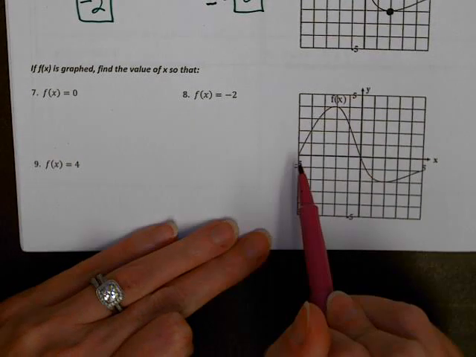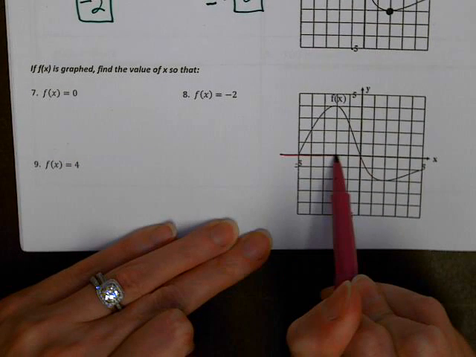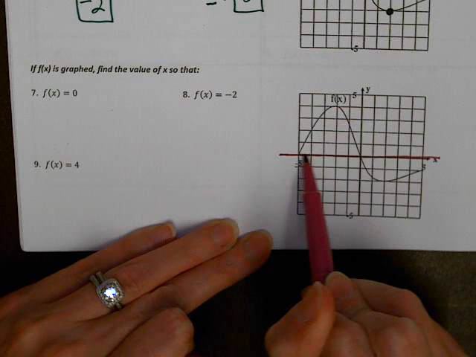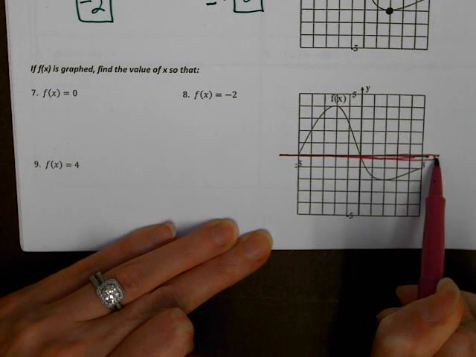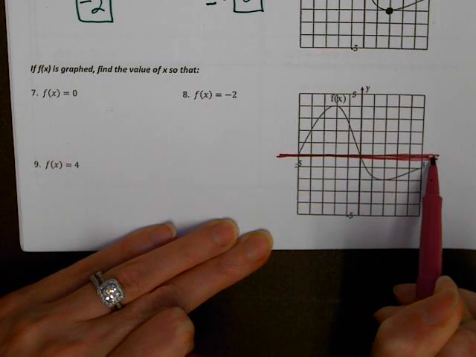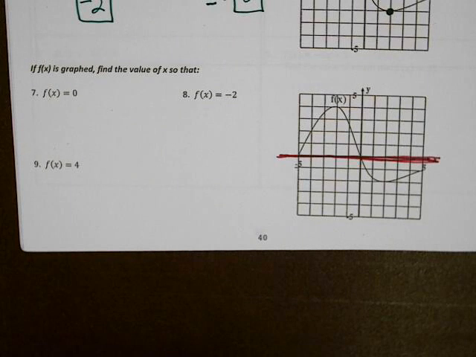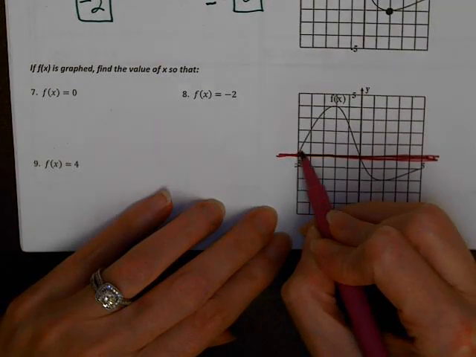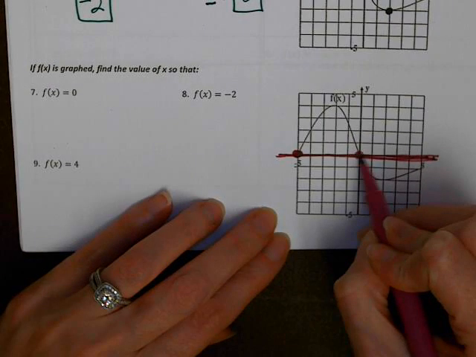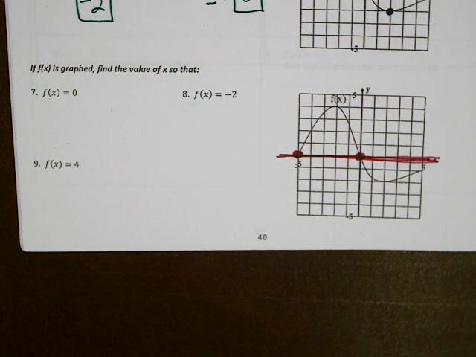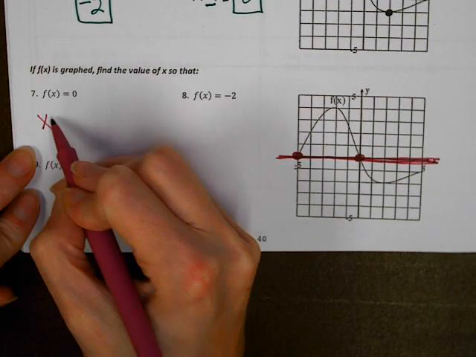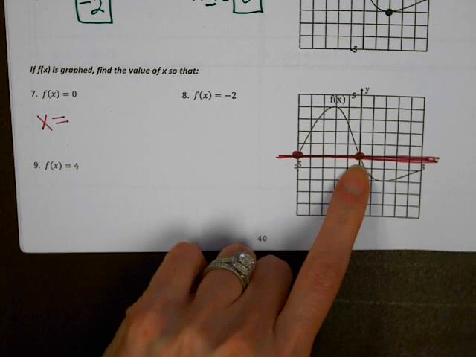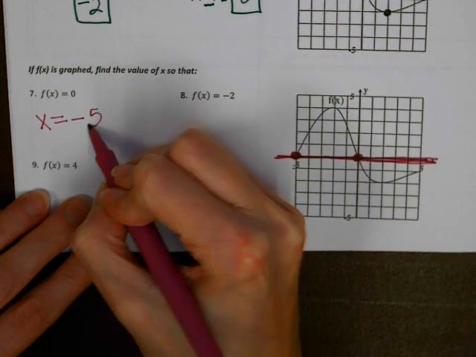So isn't this the line y equals 0? Right? This whole line is at y. Oh my gosh. Okay, this is getting crazy. So this is the line y equals 0. What x values have that y value? And you would say, well, this one does, and this one does. So this one actually has 2 answers. X equals -5 and again at 0.